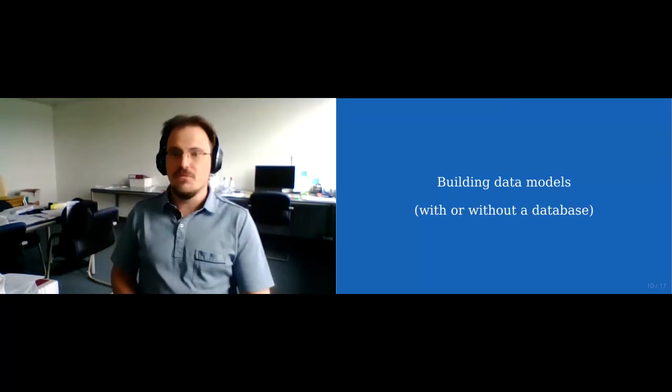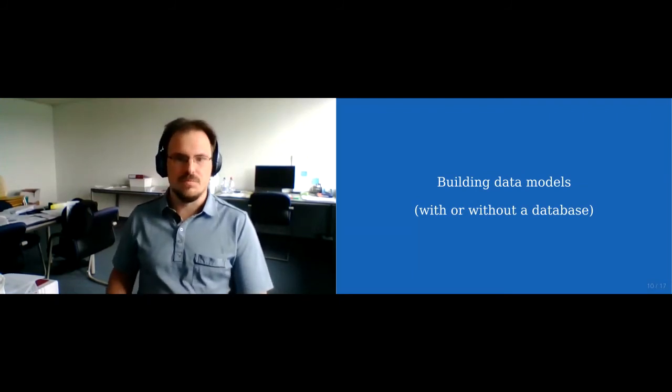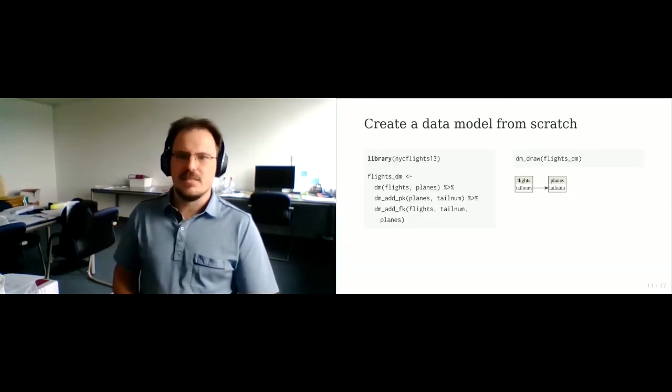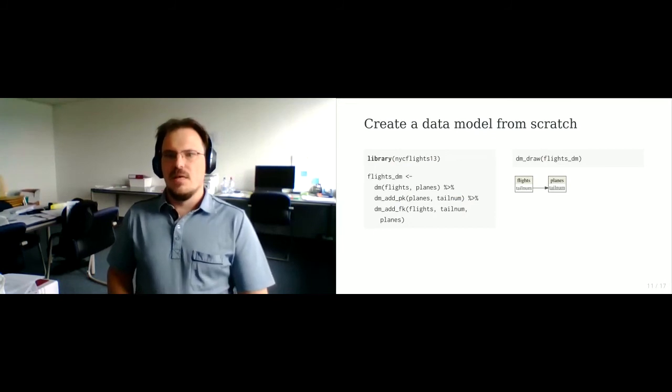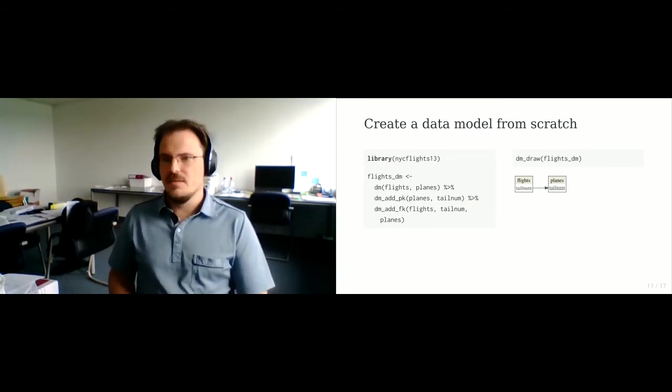Often your input data is much messier than the previous example. You can use DM to build a data model for yourself too. In this example, we're using the flights data that comes with an R package. This works for any data frame. We define tables, we add keys, and we have a DM object that we can use to understand and clean up our data.